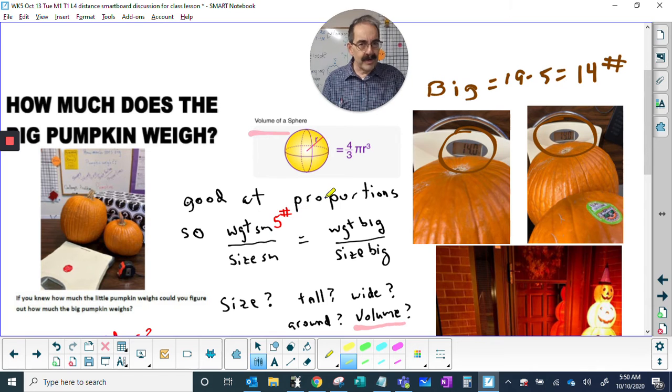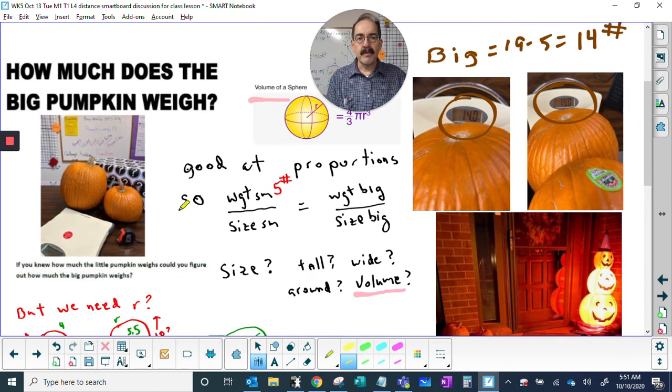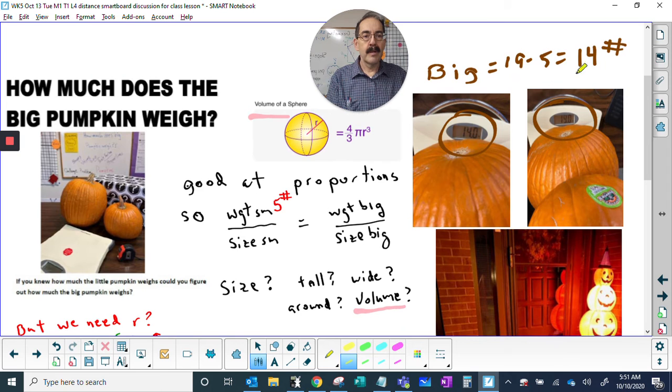But we wanted to have some fun with pumpkins. So let's get started on the pumpkin problem, okay? We did some measurements on the pumpkin problem. It turns out together they weigh 19 pounds. The big pumpkin is 14 pounds, okay? So let's see some math behind it.